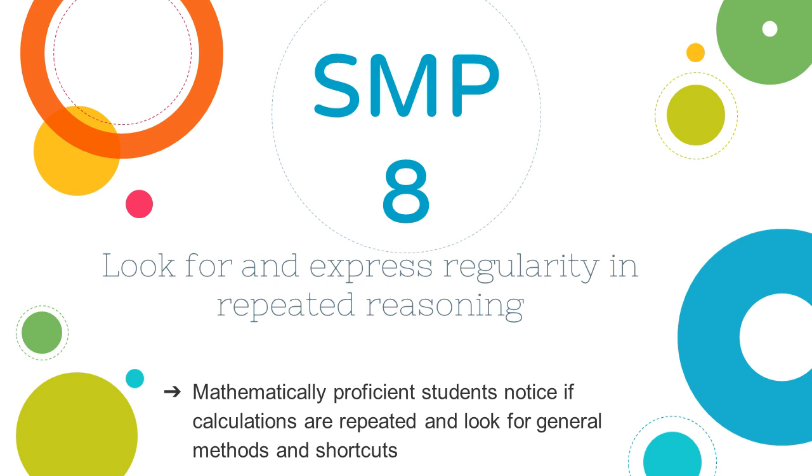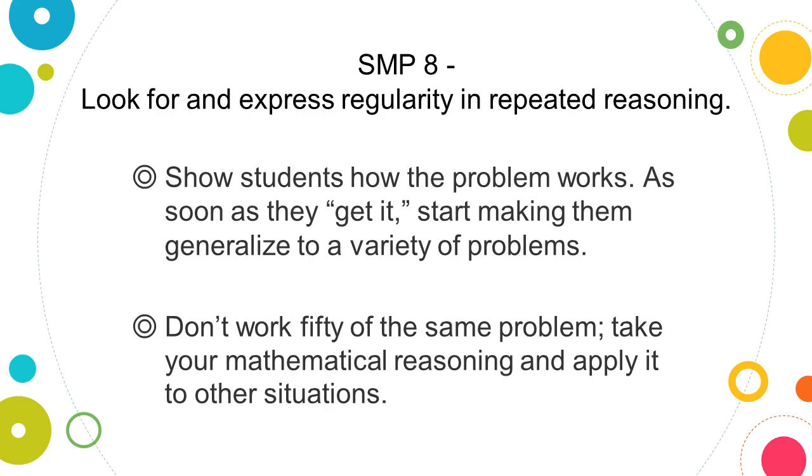Mathematically proficient students notice if calculations are repeated and look both for general methods and for shortcuts. As they work to solve a problem, mathematically proficient students maintain oversight of the process while attending to the details. They continually evaluate the reasonableness of their intermediate results. Practice number 8, look for and express regularity in repeated reasoning.